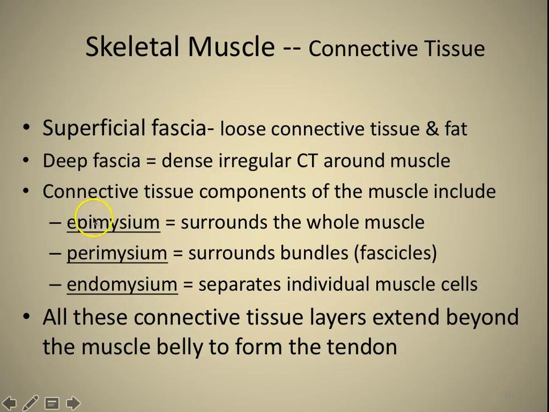Okay. So these epimysium, perimysium, endomysium, those are all going to extend beyond the muscle belly, so that's the central, the actual meaty part of the muscle, and that's what forms the actual tendon. Okay. And if you remember back, that would be dense, regular connective tissue.